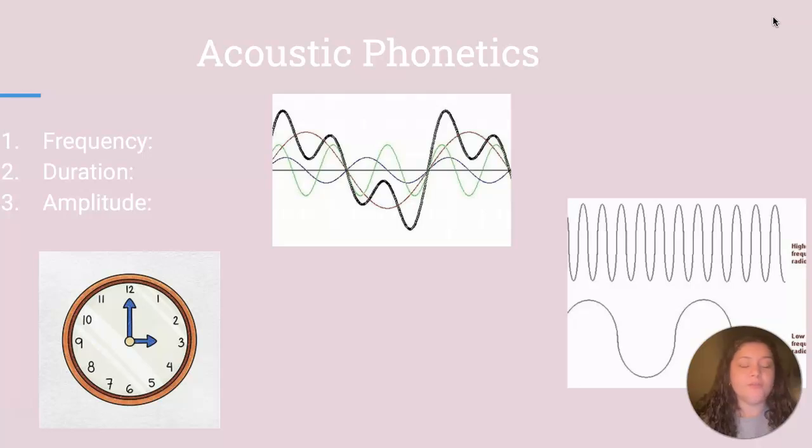Acoustic phonetics studies the physical properties of sounds. Key aspects include frequency, the pitch of the sound; duration, the length of time the sound is produced; and amplitude, the loudness of the sound. Understanding these properties helps us analyze speech and its characteristics in different languages.